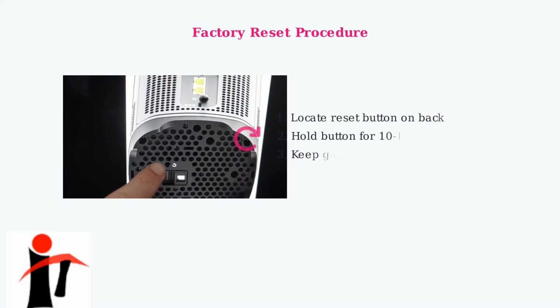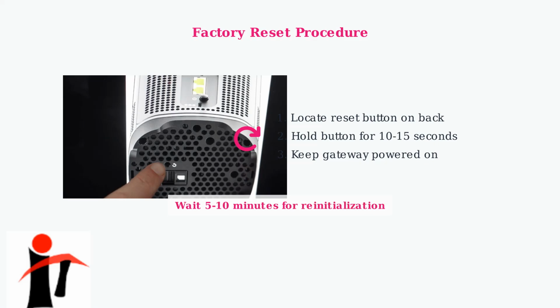Locate the small reset button on the back of your gateway. While the device is powered on, press and hold this button for 10 to 15 seconds using a paperclip or similar tool. After releasing the reset button, wait 5 to 10 minutes for the gateway to completely reinitialize. The device will restart and restore all settings to factory defaults.